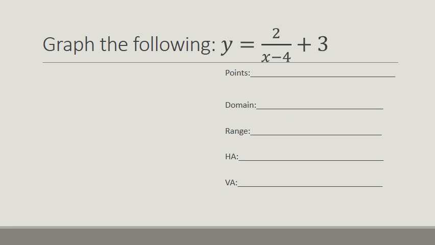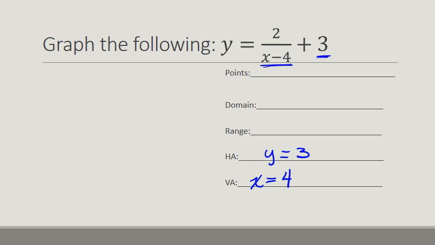So if I want to graph this, I'm going to look for some points. I can do that. But what I might want to know, so I can get some points on either side, is what my horizontal and my vertical asymptotes are. This is my vertical, and it's the opposite, x equals 4. This is my horizontal, y equals 3.